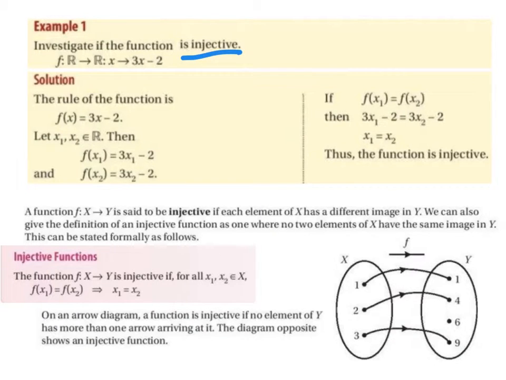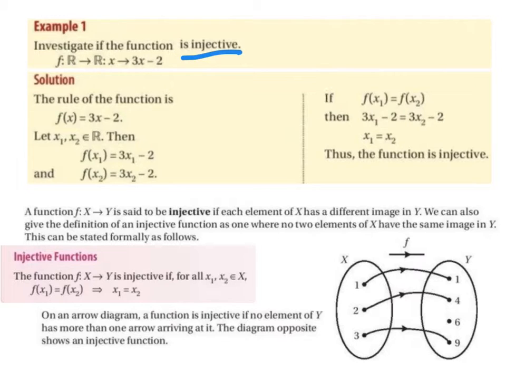So what we want to do with our function is let it be equal to f of x. So we have f of x equals 3x minus 2. Then we're going to let x1 and x2 be an element of the real number set. Then f of x1 will be equal to 3x1 minus 2, and f of x2 will be equal to 3x2 minus 2.